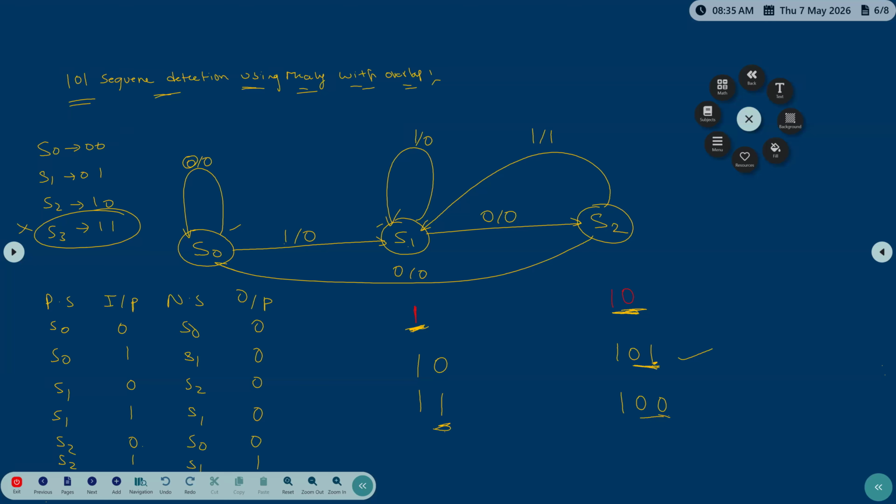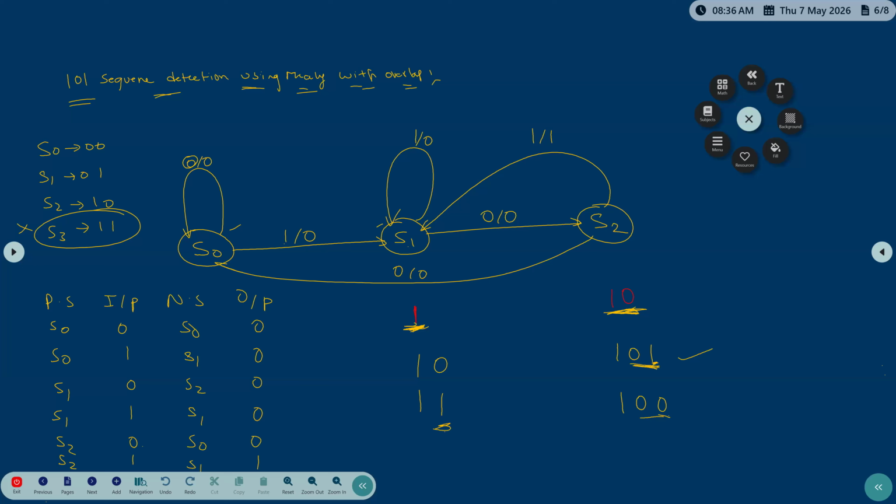When it is 1, what do we need to do? We need to check these last 2 bits. Are these 2 bits matching with these last 2 bits? First, I need to check. No. So then one step back. This 1 bit is matching with this last 1 bit. Yes. So then I need to go from S2 to S1. If it is not matching here also, then I need to go to S0.